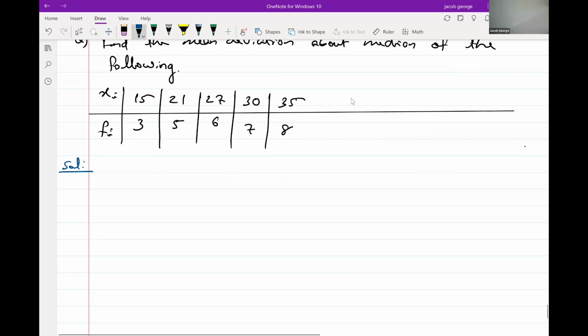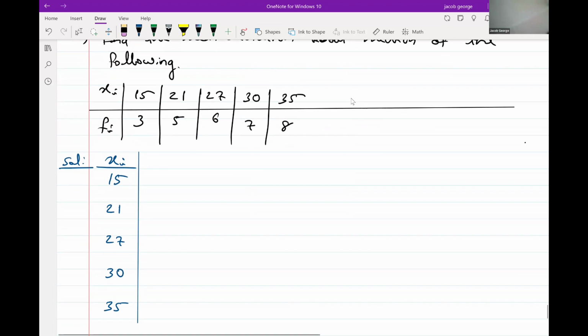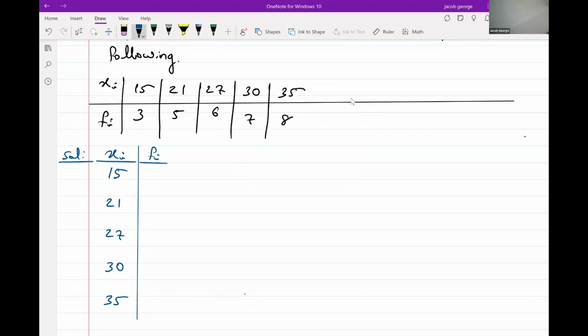First step is to calculate the median. So you will write the data in a vertical column: 15, 21, 27, 30, 35. Then we copy the frequencies: 3, 5, 6, then 7, 8. These are the frequencies. To find the middlemost value, we will write cumulative frequencies.